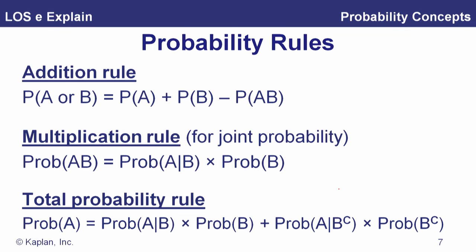The multiplication rule for the joint probability. Now the probability of AB there, we call that a joint probability because it's the probability that both A and B will occur.